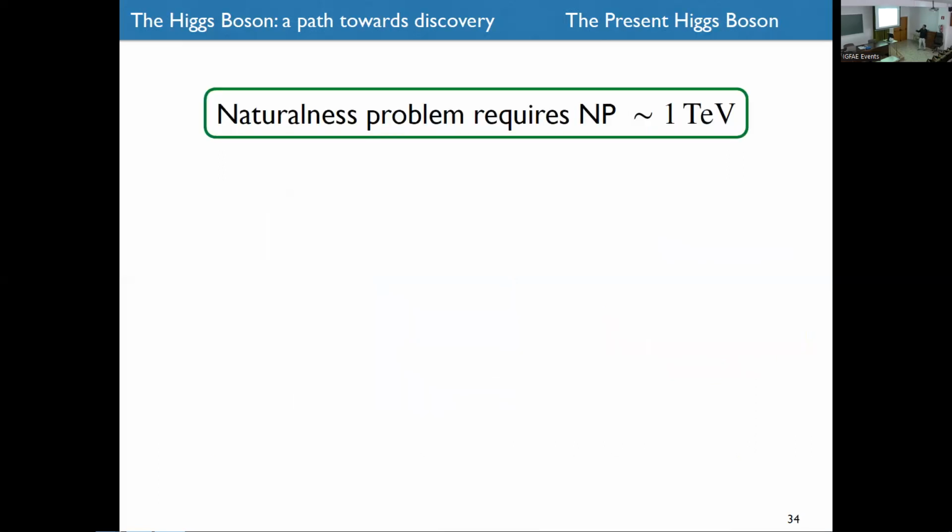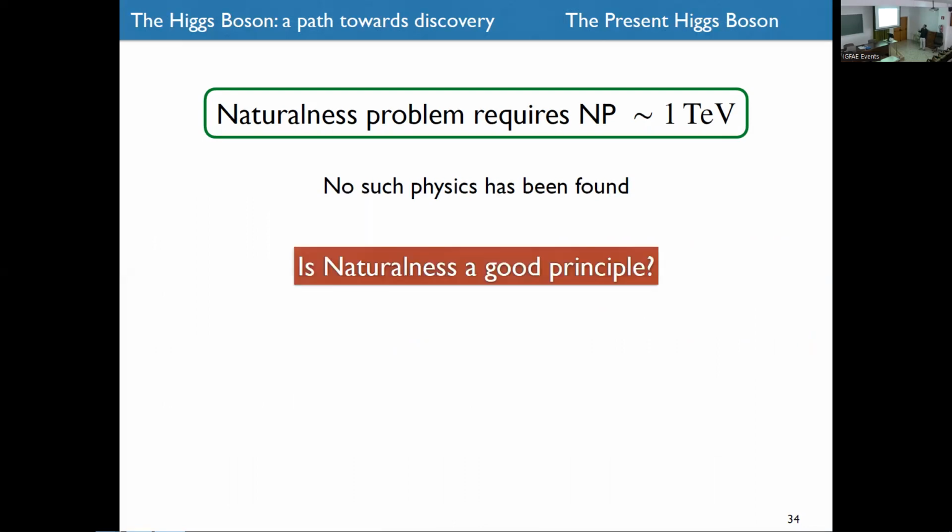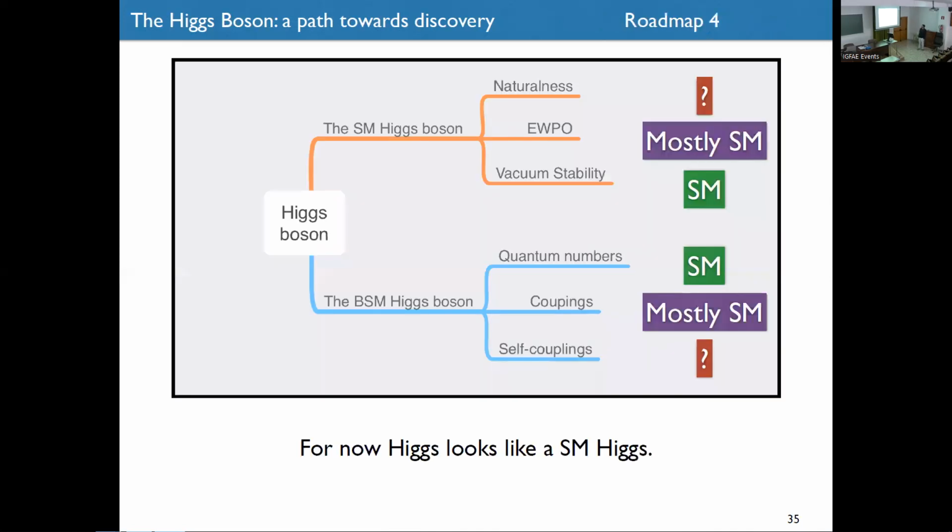So the last one was naturalness. Naturalness tells us that new physics should appear around 1 TeV, but nothing has been found until now. You can push it a little further from 1 TeV, but the more you push, the less consistent this requirement becomes. So at this point, my only question is: is naturalness actually a good principle to look for new physics? I don't know, and I leave it at that.